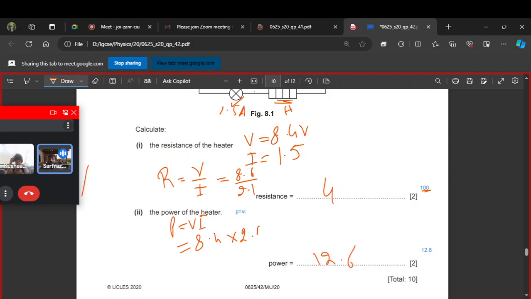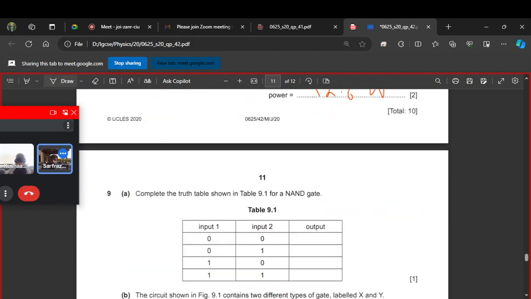Then just divide 8.4 by 1.5. What is the answer? 5.6. So it will be 5.6, not 4. This is the right answer. 5.6 ohms, and power will be in watt. Okay. Now next question.